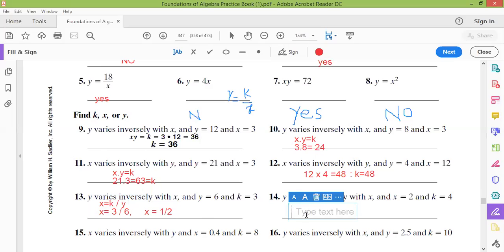Now find here in the next one, y. As you know that y is equal to k over x. So y is equal to, k is 4 over 2. 4 over 2 is what? 4 divided by 2 will be 2.